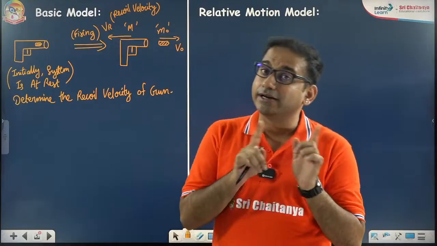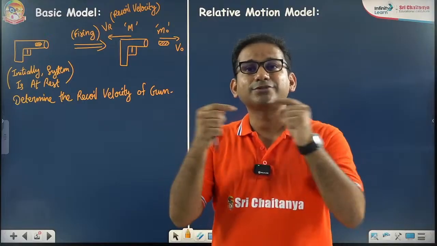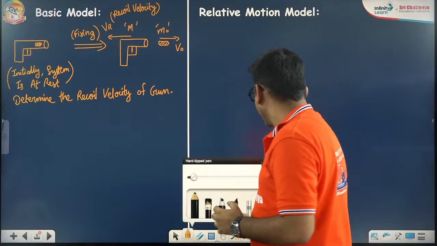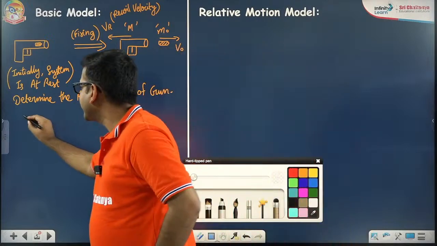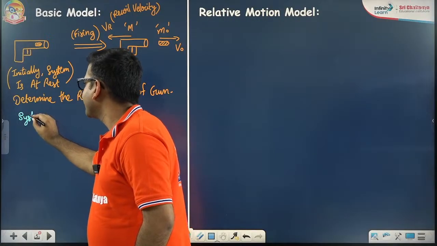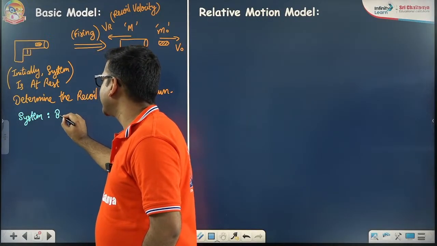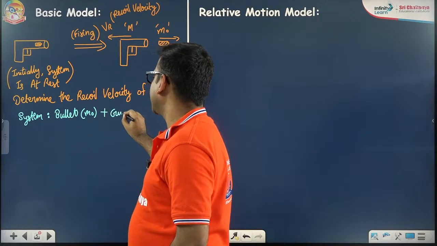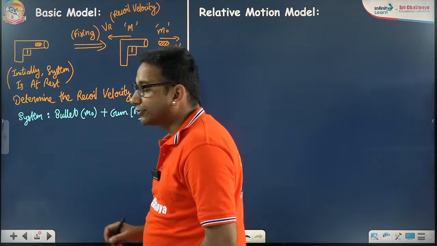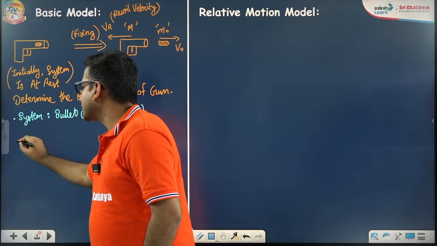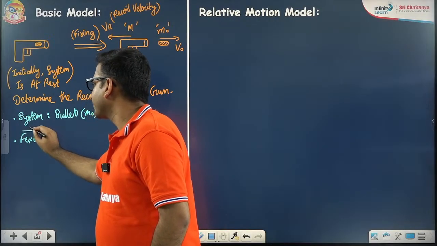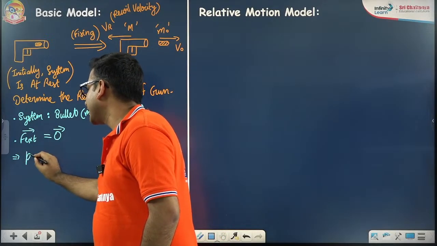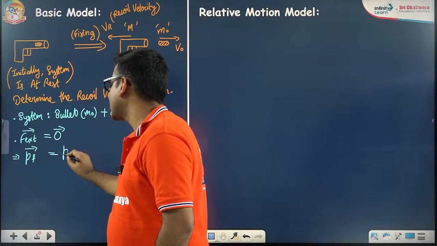If you consider gun plus bullet as a system, then these two forces become internal forces. There will be no external force acting on the system. So what I'll do over here is say the system will be bullet, M naught, plus gun, capital M. All right. In that case, the external force acting on the system is 0. That means the final momentum of the system must be equal to the initial momentum of the system.